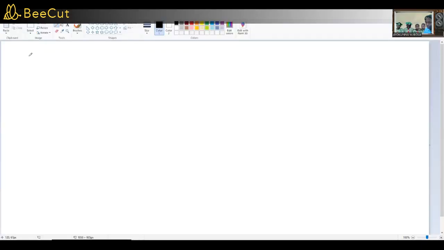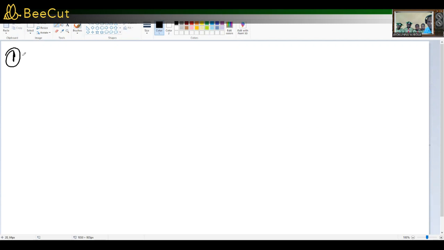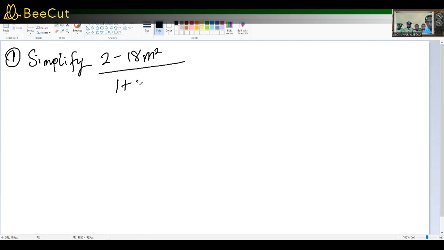So what's the question? The question says simplify. That's number 1. Let's target number 1 now. So simplify 2 minus 18m squared over 1 plus 3m. Whenever you see anything like this, 2 is common to the one at the top, but nothing is common to the one at the bottom.